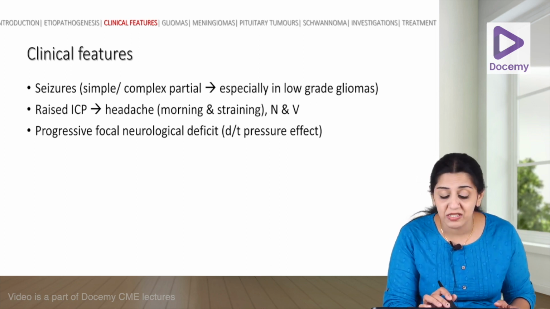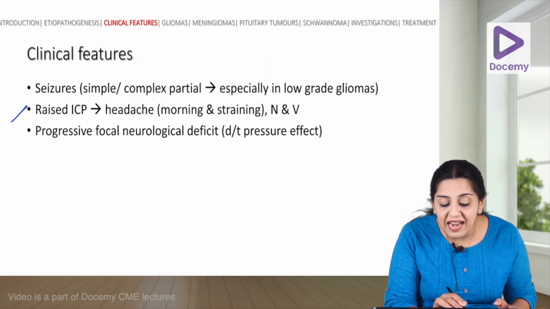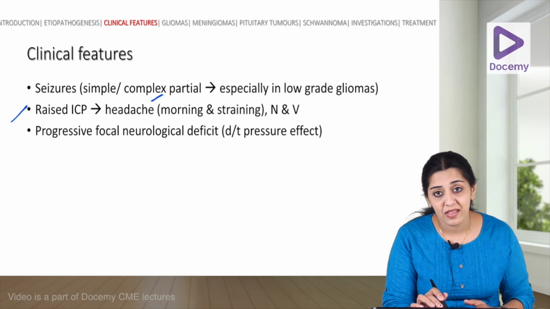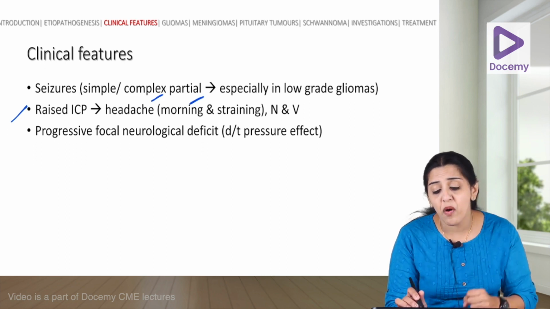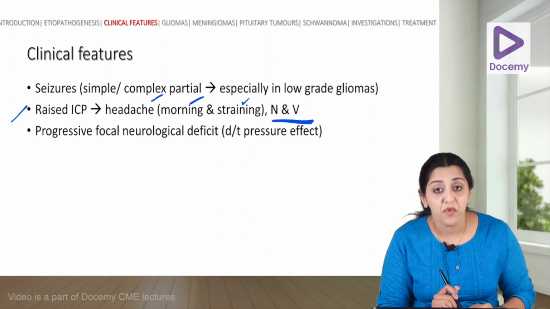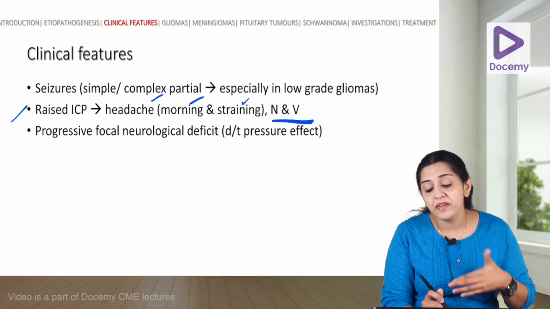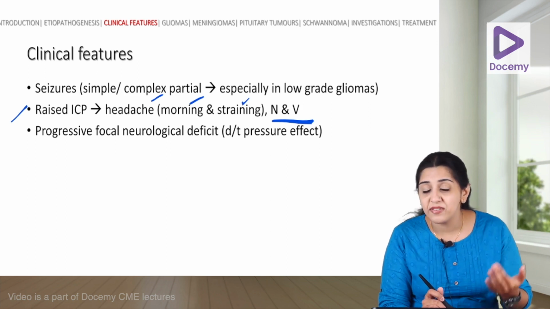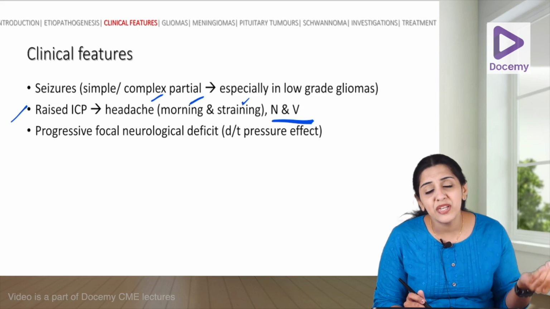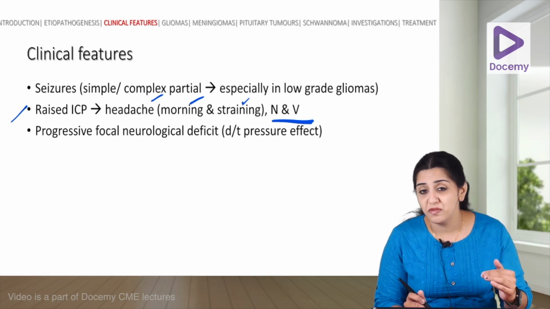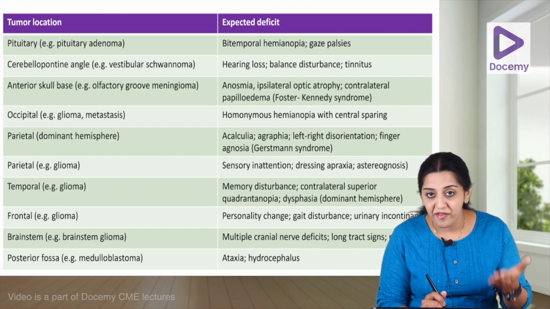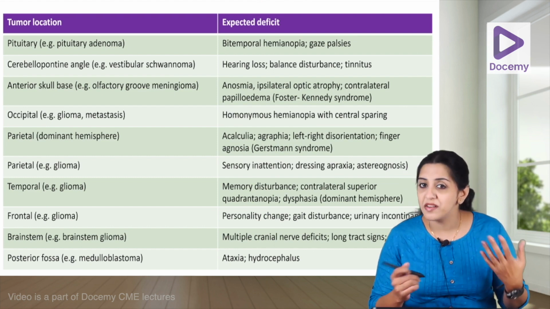simple or complex partial seizures, or features of raised ICP, intracranial pressure, like headache, and that too which is worse in the morning and on straining, that is raised ICP, along with nausea and vomiting. Other than that, there could be different focal neurological deficits depending on the site of the tumor, and which nerve roots are affected by the tumor. Now, depending on which tumor you're having, there will be different types of clinical features.